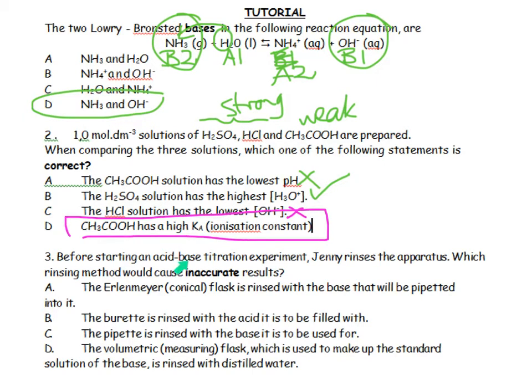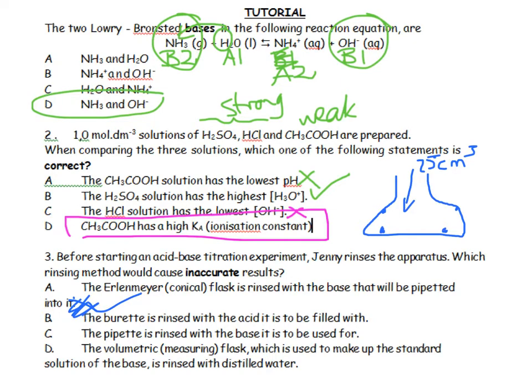Before starting any acid-base titration experiment, Jenny rinses the apparatus. Which rinsing method would cause inaccurate results? The conical flask is rinsed with a base before it is pipetted into it. The amount of base that you pipette into a conical flask is very accurate. In comes exactly 25 centimeters cubed. What if I had some extra drops over here? That would mean that this would be inaccurate, which means it might be the right answer.